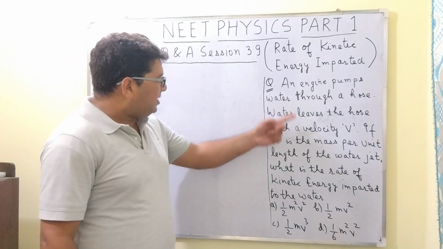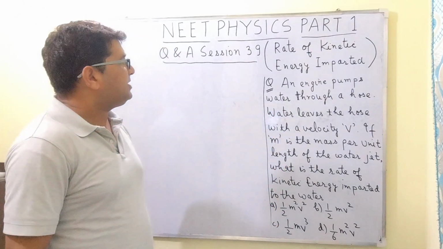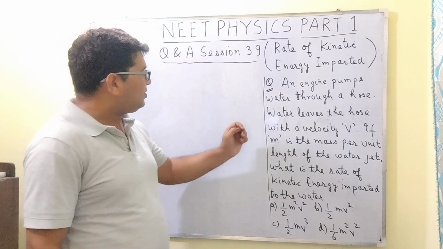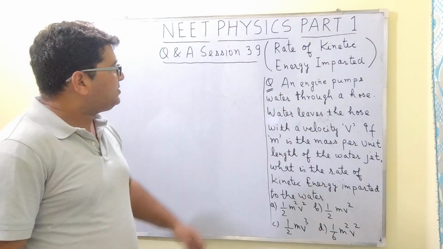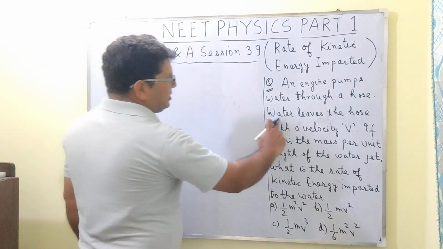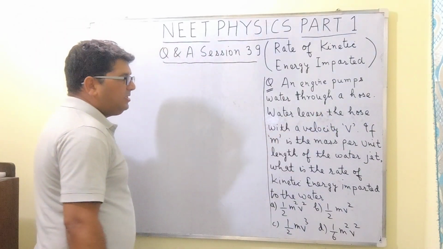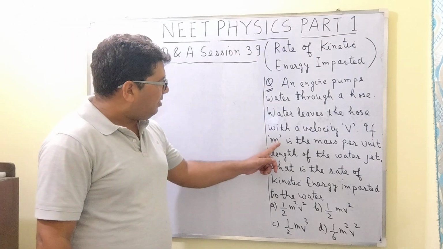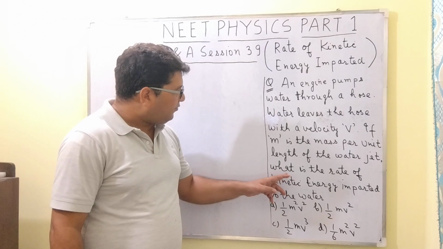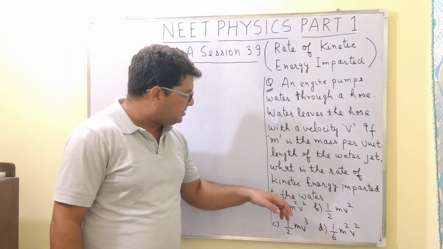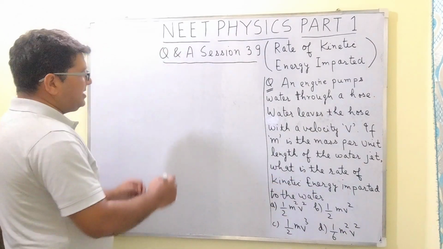So today I have taken one question which was asked in the CBSE All India Pre-Medical Test in the year 2010, and the question is: an engine pumps the water through a hose. The water is leaving the hose with a velocity small v. If small m is the mass per unit length of the water jet, then what is the rate of the kinetic energy imparted to the water jet?